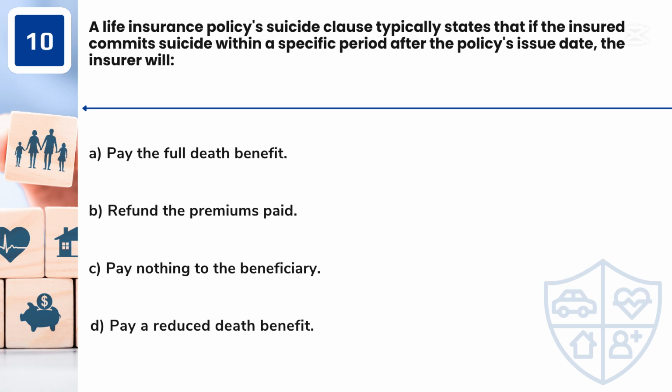Question 10. A life insurance policy's suicide clause typically states that if the insured commits suicide within a specific period after the policy's issue date, the insurer will: A. Pay the full death benefit, B. Refund the premiums paid, C. Pay nothing to the beneficiary, D. Pay a reduced death benefit.